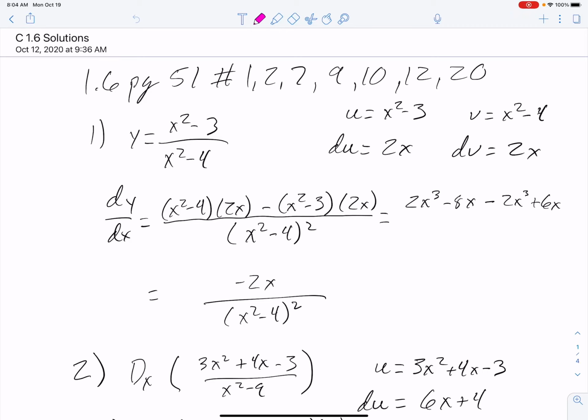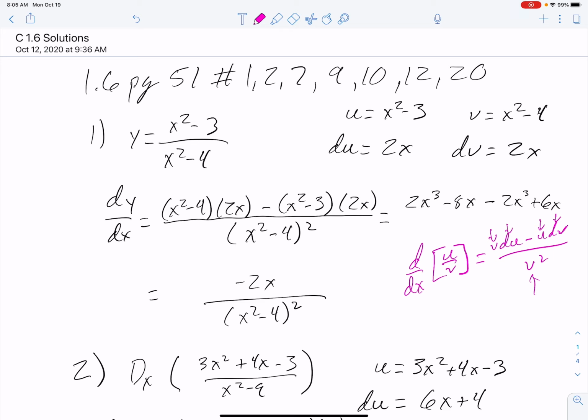All right, so we're going to take a look at the 1.6 homework, the product rule, the quotient rule. In our quotient rule, we need to identify our numerator and denominator. Again, knowing that the derivative of u divided by v is equal to v du minus u dv all over v squared. Or as I talked about, low d high minus high d low all over low.